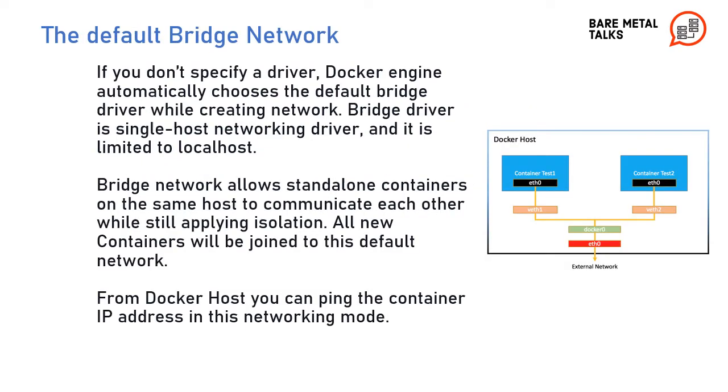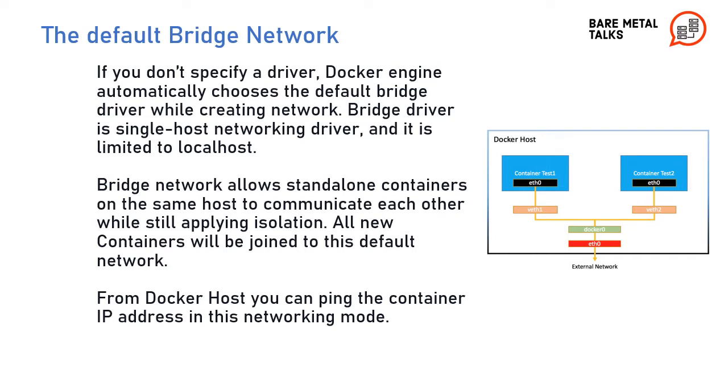Let's start with the default bridge network. If you don't specify a driver, the Docker engine automatically chooses the default bridge driver while creating a network. Bridge driver is a single host networking driver, and it is limited to the local host. Bridge network allows standalone containers on the same host to communicate with each other while still applying isolation. All new containers will be joined to this default network. From the Docker host, you can ping the container IP address in this networking mode.